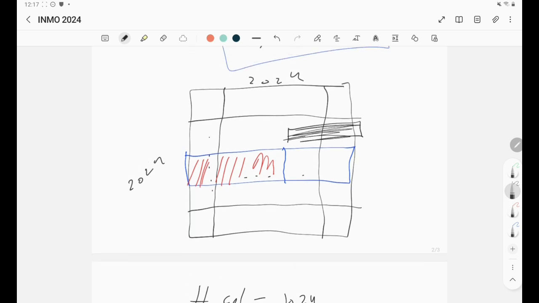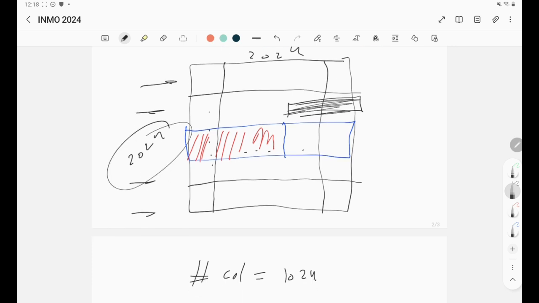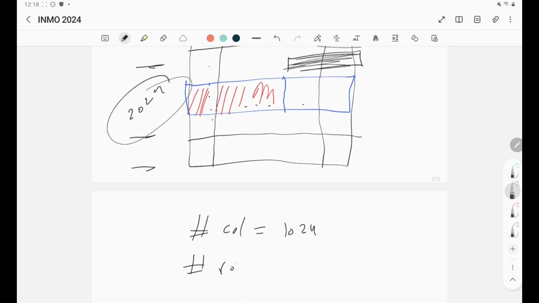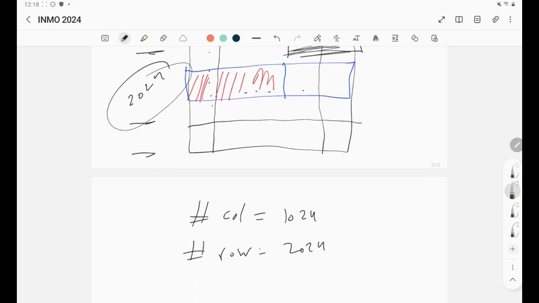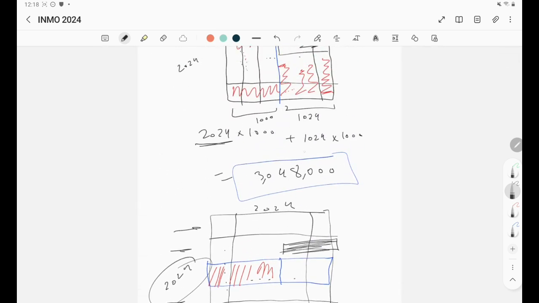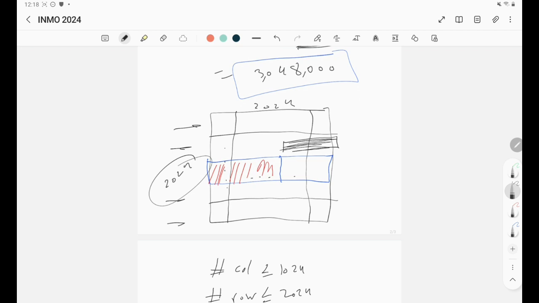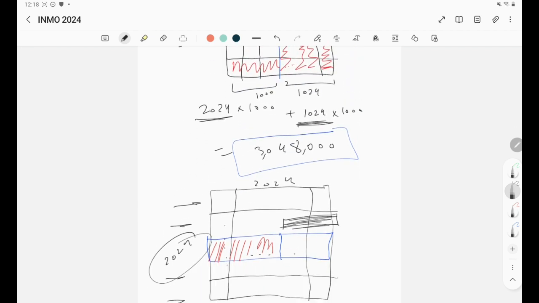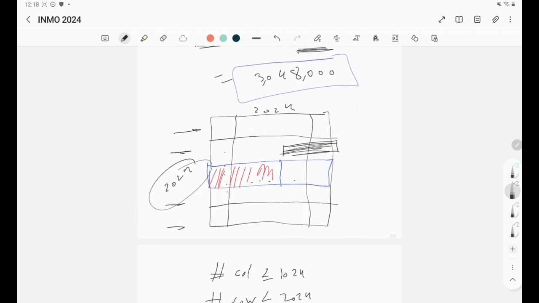What about the rows? Clearly, the rows we can choose all of them, right? In addition to the one that we have. So that means the number of rows now is just 2,024. And indeed, this is the maximum possible. And of course, you can clearly see that this is exactly our answer here. We add them and multiply by 1,000 because we are doing 1,000 in each coloring process. So yeah, basically that's it.